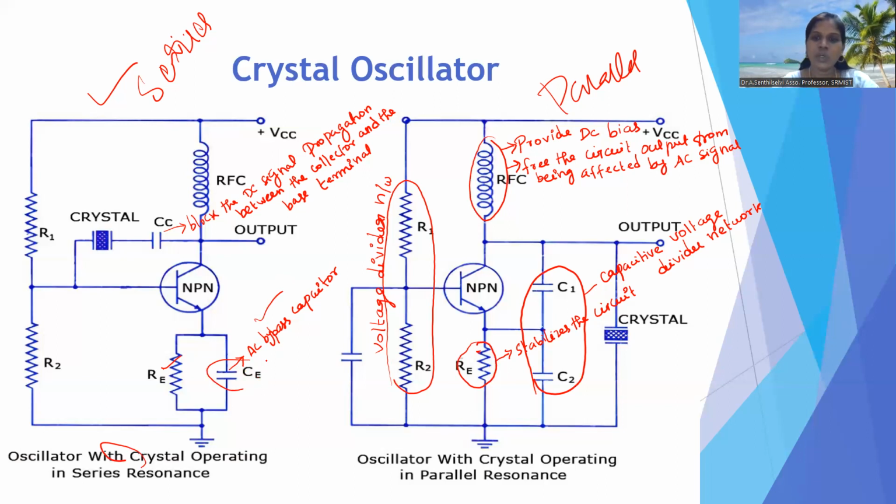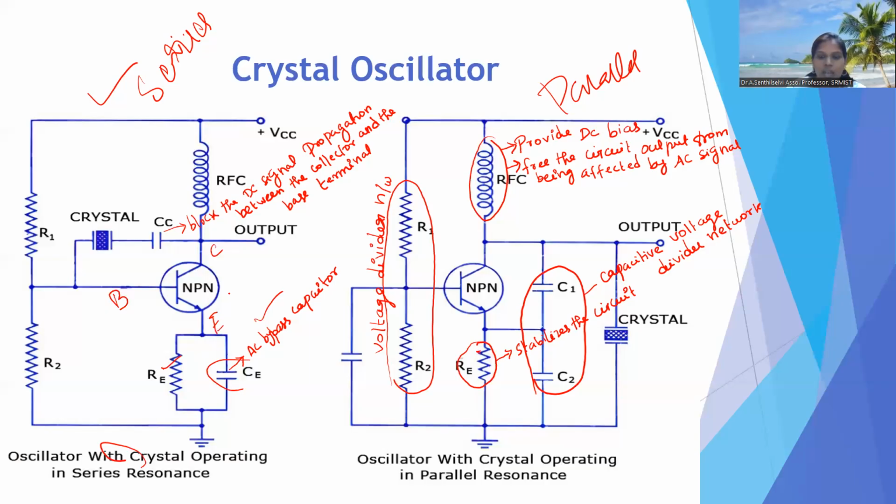Then in the parallel resonance circuit there are two capacitors, C1 and C2, acting as a capacitive voltage divider network. In the series resonance circuit, another capacitor is a coupling capacitor. That capacitor blocks the DC signal propagating from base to collector. This is what you have to know about the crystal oscillator and the working of the components available inside it.